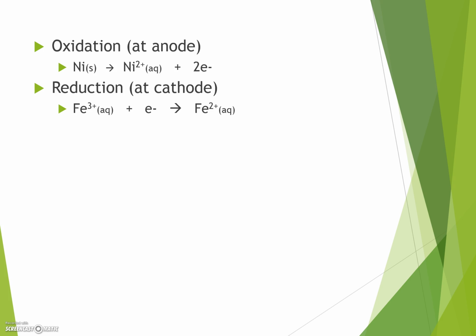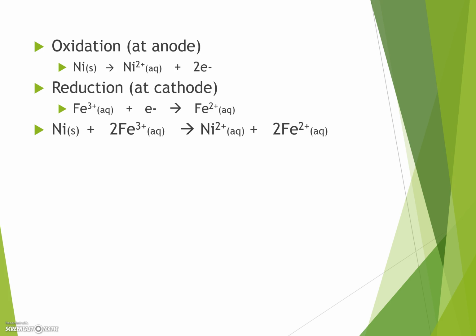So we're going to have to multiply the reduction half reaction by 2, so the electrons gained equal the electrons lost. And what we're left with is 1 nickel atom plus 2 iron 3 ions for every 1 nickel ion and 2 iron 2 ions.